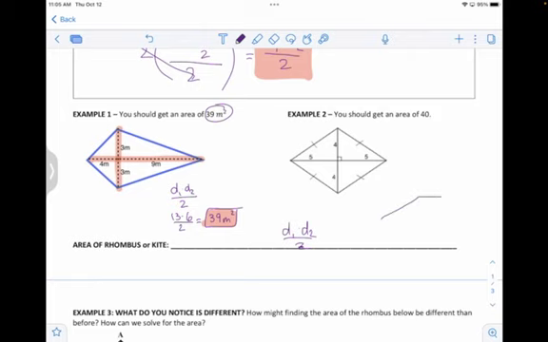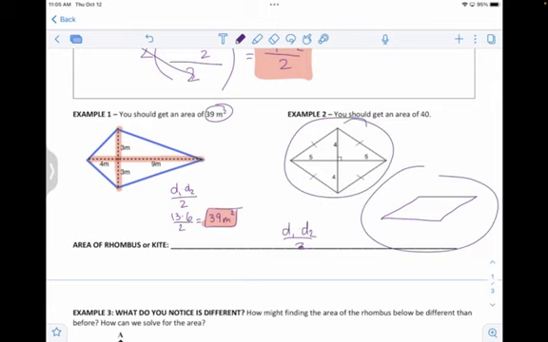I mean, parallelograms don't touch. Parallelograms go in a straight line, and kites are pointy. Yep. Well, what about the difference between a rhombus and a parallelogram?